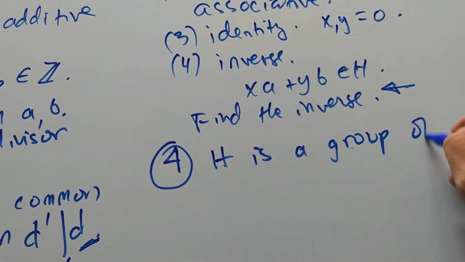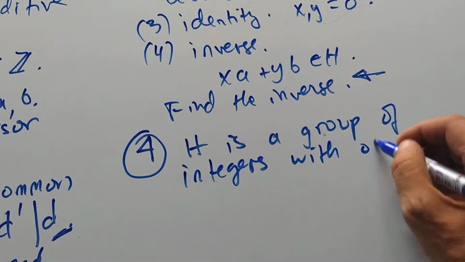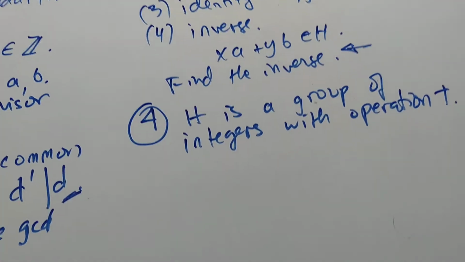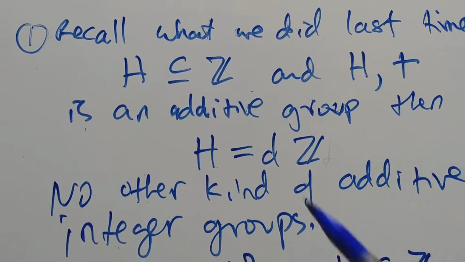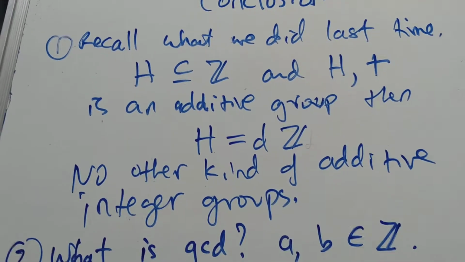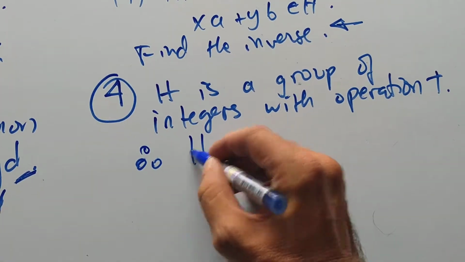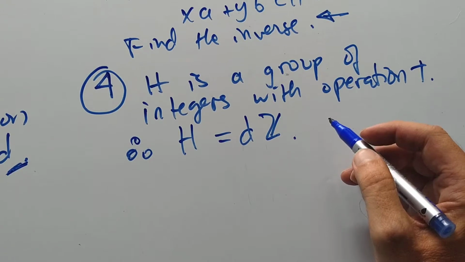Group of integers with operation plus. All right. If that's the case, then we can now use this theorem here. If H is a subgroup of Z, then H is a multiple group, dZ. So therefore, H is dZ. H is a multiple group.